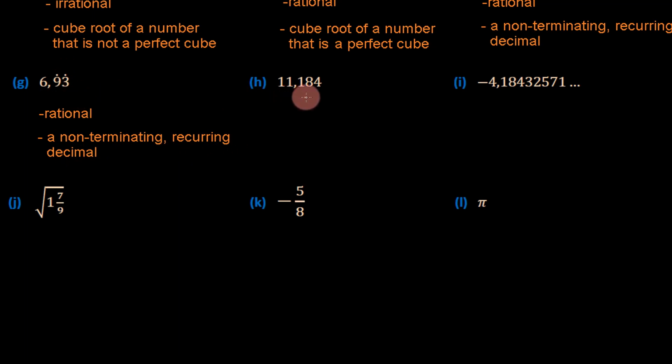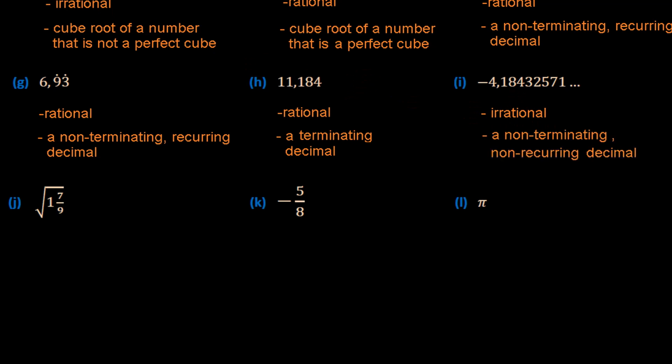Then we have 11,184. This is a rational number, and the reason is that it's a terminating decimal. In other words, it ends. We just have 184 after the decimal, and it doesn't continue. Then we have negative 4,184,32571, and so forth. It's an irrational number, and the reason is that it's a non-terminating, in other words, it continues forever, and non-recurring decimal. Non-recurring means there's no pattern after the decimal.